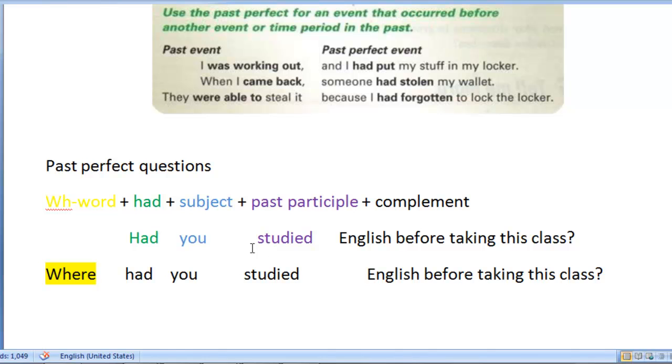So maybe the answer to the previous question was yes, and then we went and we asked a second question. Where had you studied English before taking this class? So what I would like for you to do now is to practice making lots of questions in order to make sure that you're understanding this particular topic.